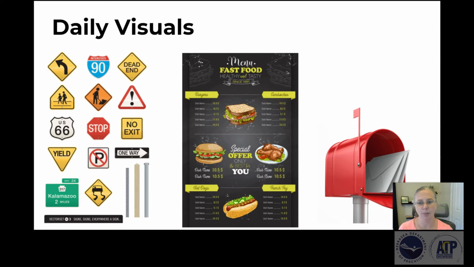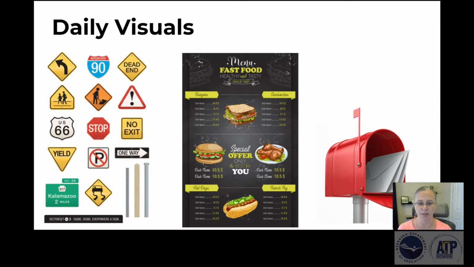A menu up on a board is also a visual for us. When we go to order food, the restaurant could just tell us the order. And in some restaurants they'll come up and tell you what the specials are. Oftentimes, people still want to look at a menu. They want the visual. They want to be able to see pictures of the food, read about the food before they order it.